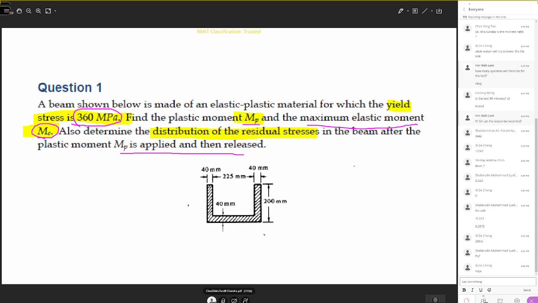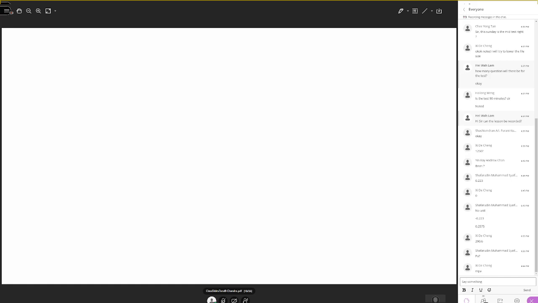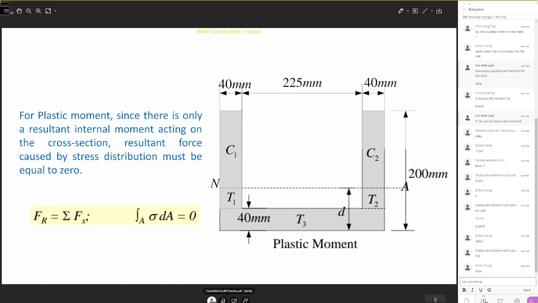We know the dimensions of the cross section, so we know all the required dimensions. And we know that this particular material has a yield stress given as 360 megapascals. Now, to calculate the elastic moment and plastic moment acting on this cross section, first we identify the material under zones of tension and zones of compression.